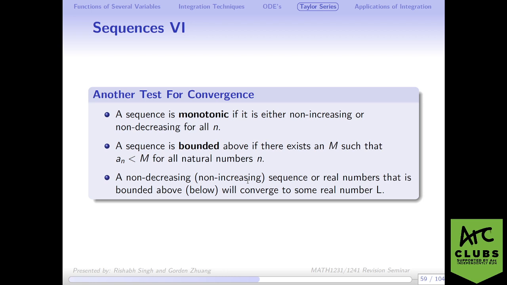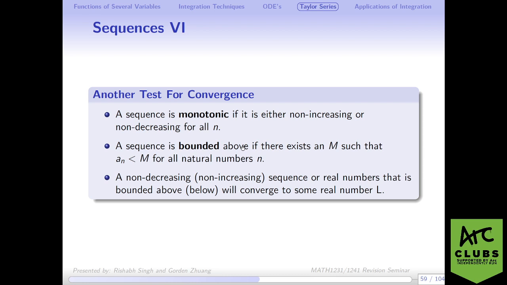Here's a test for convergence. It has two conditions: that the sequence is monotonic and bounded. The sequence is monotonic if it's non-increasing or non-decreasing. When I say non-increasing, it's not just decreasing, it could also be flat. But the idea is that when we look at the sequence as a graph, it would not change directions. So it would either go up or down, but not both.